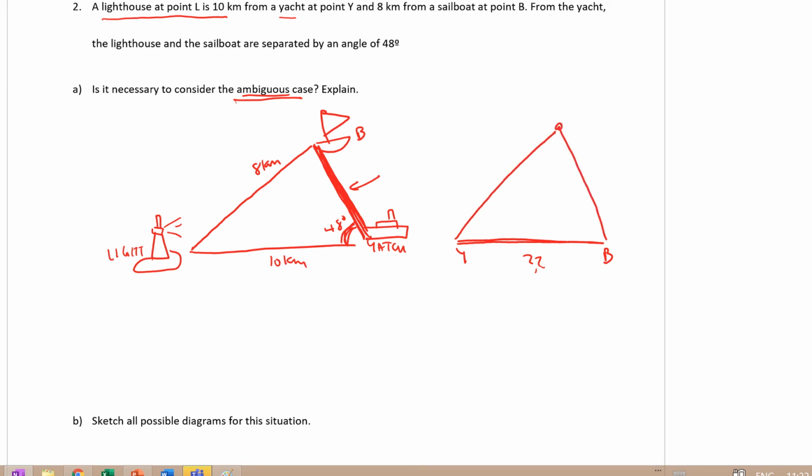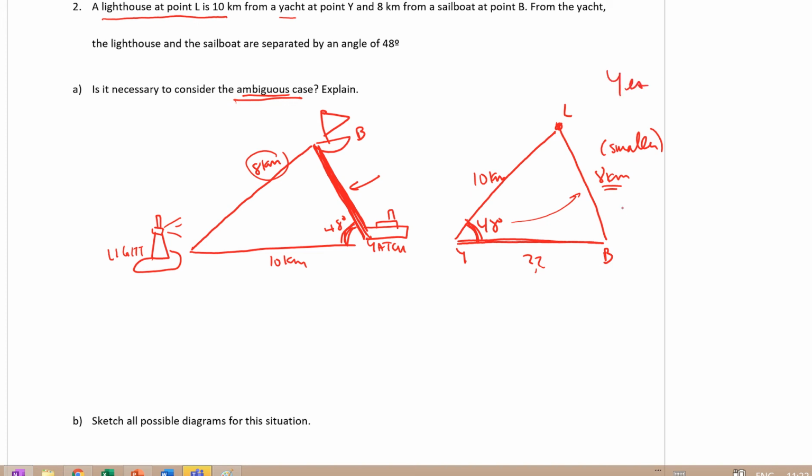So there's my lighthouse. And then 8 kilometers is on this side. And the other side will be 10 kilometers. And at the yacht, this is 48 degrees. So in general, if you want to check whether it's ambiguous or not, if you're given this angle here, then you look at the opposite side, which is this 8. If this side is smaller, then it will be ambiguous. So that means the answer for this one is yes.